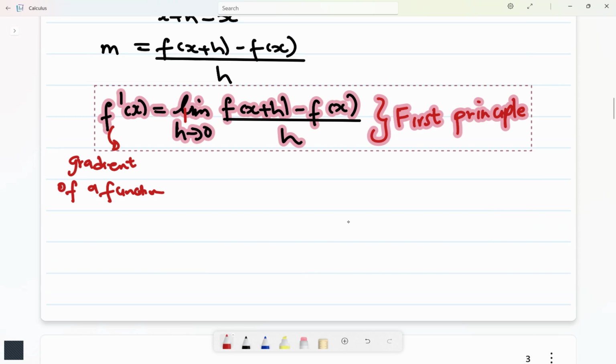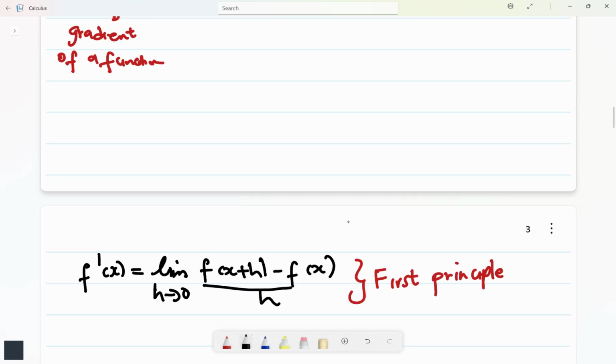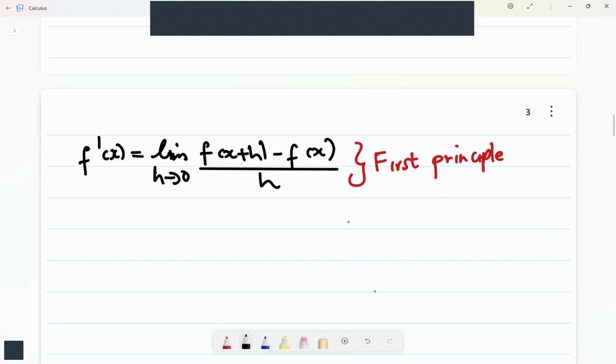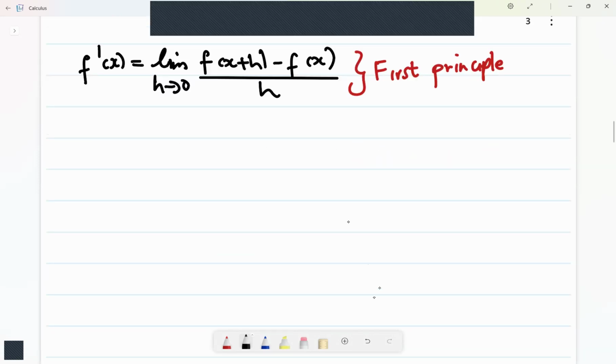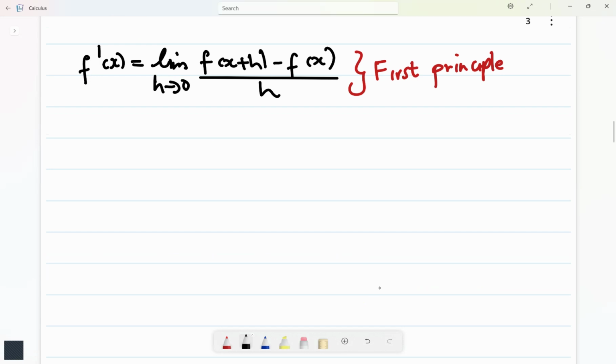Okay, let me take this formula with me here. Every time they say first principle, what? Now, this is where you have to come in. I'm going to teach you the tips now of finding the derivative using the first principle, using this formula. Okay, now let's have an example.